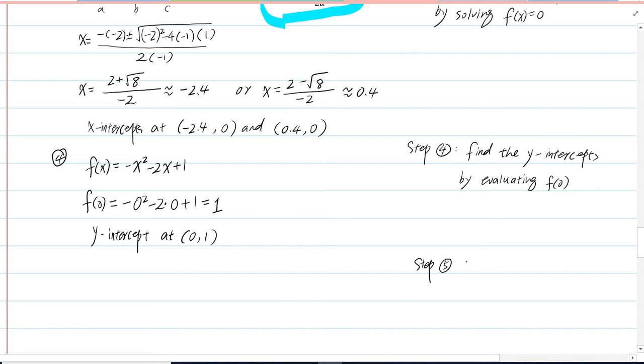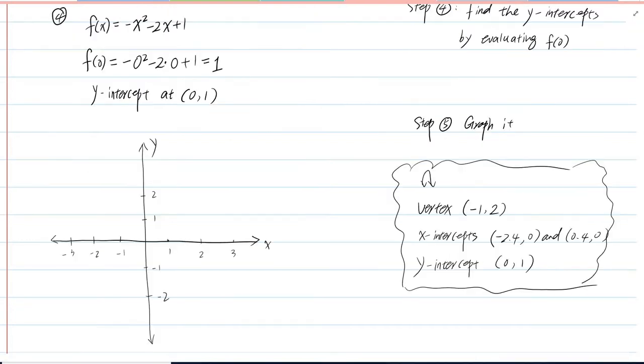Step 5 is to graph it. I have written everything we found so far from all the steps. We have a downward opening parabola, and a vertex at negative 1, 2. Let's go ahead and find it. Negative 1, 2.